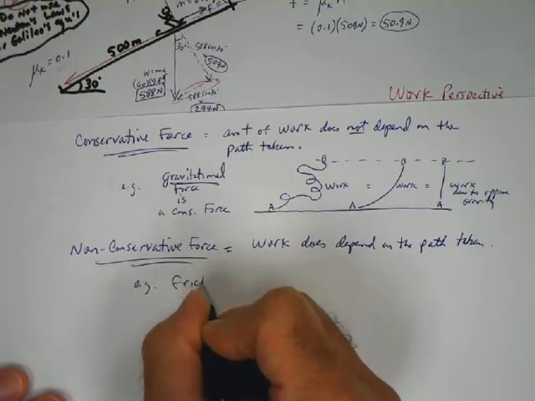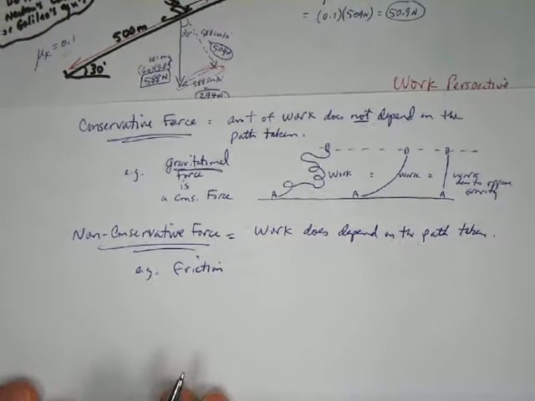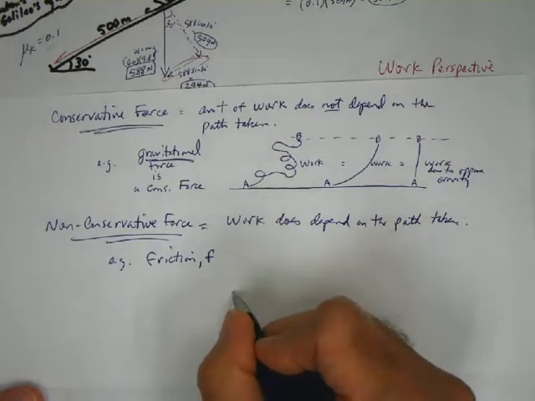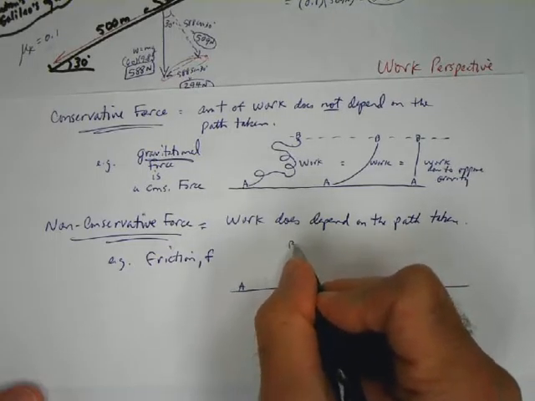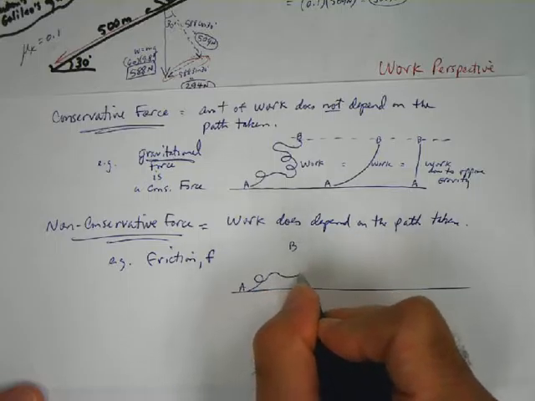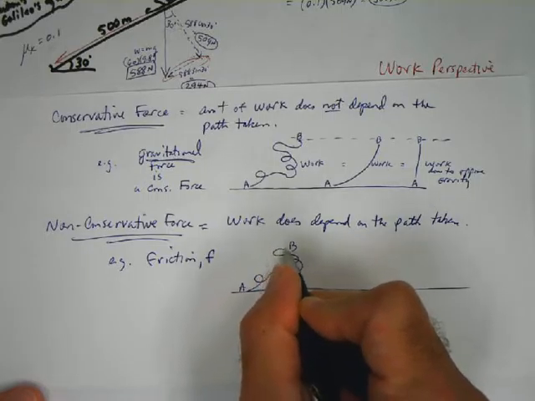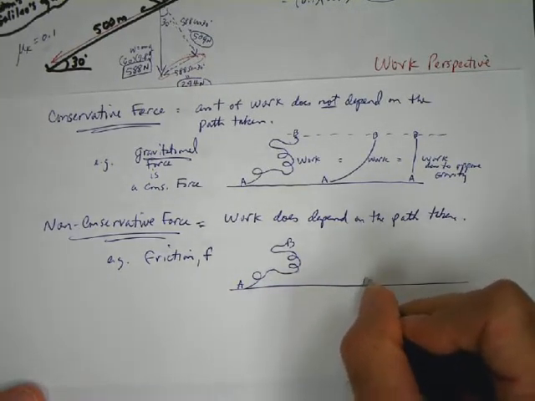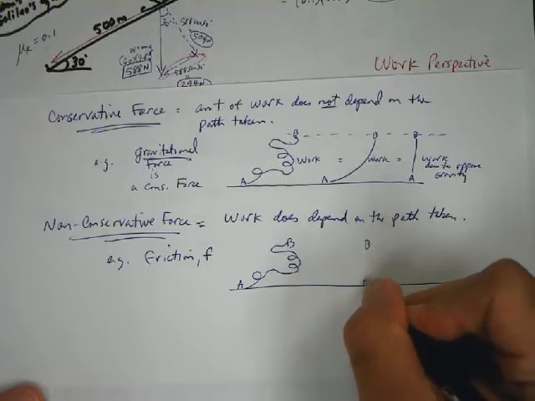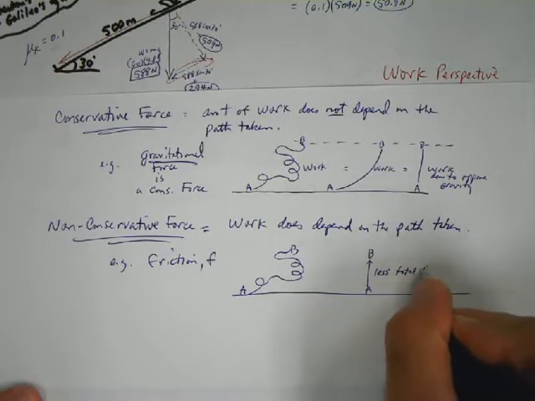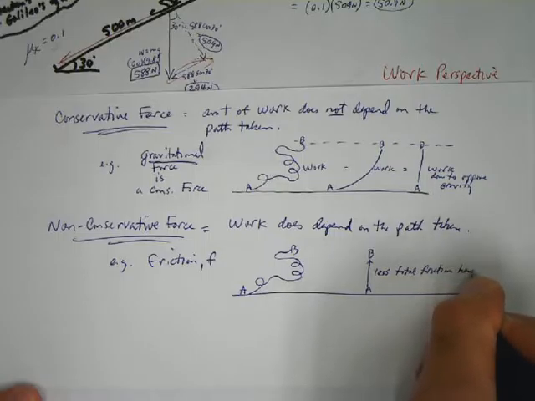Okay, so if we had to go from point A to point B and there was friction acting the whole way, you can see that there's a whole lot more friction because there's a longer path taken here than if we just go straight from A to B straight up. Look, this path is shorter, so there's less total frictional force here and more here. So friction is a non-conservative force.